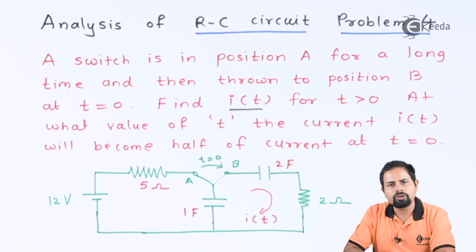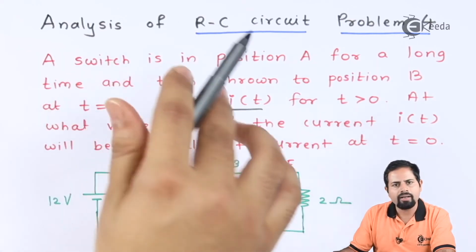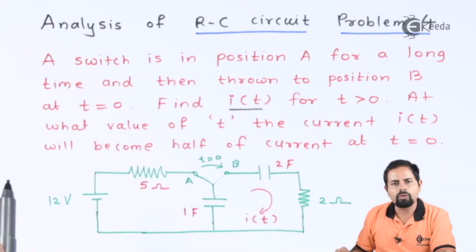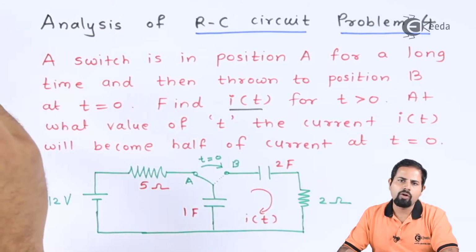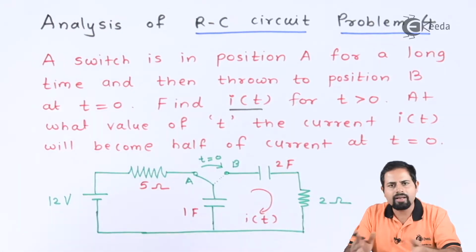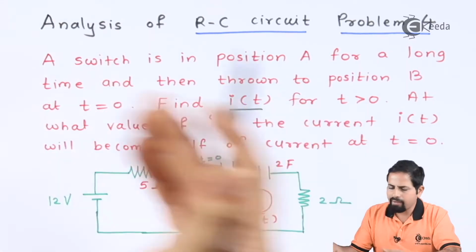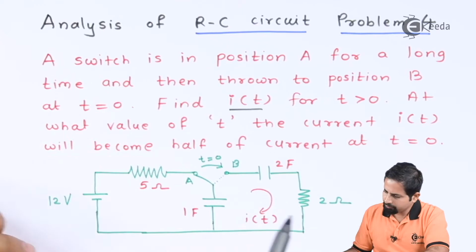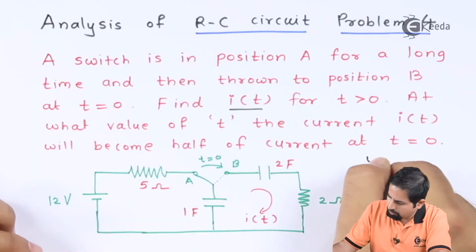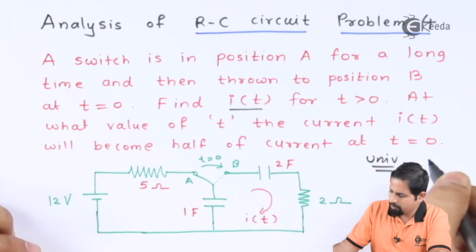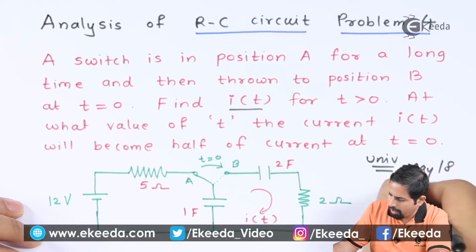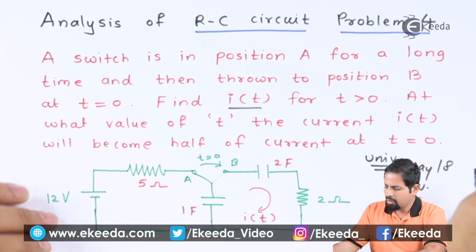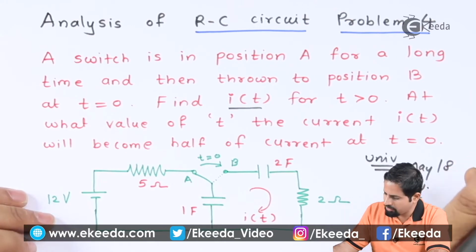Before that, it's a routine procedure for us. We'll start with what happens at time t equal to 0 minus. Then we will see what happens at time t equal to 0 plus. Then what is going to happen at time t greater than 0. We will have a differential equation which we will solve and we will get the required answers. This is the university problem, I guess May 18, MU. Such kind of problems are asked in university.